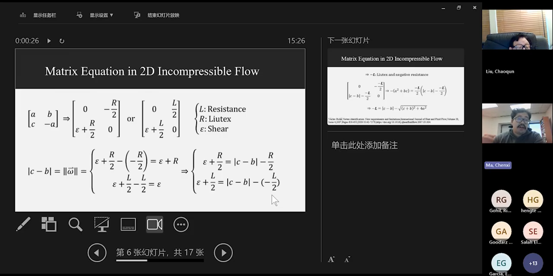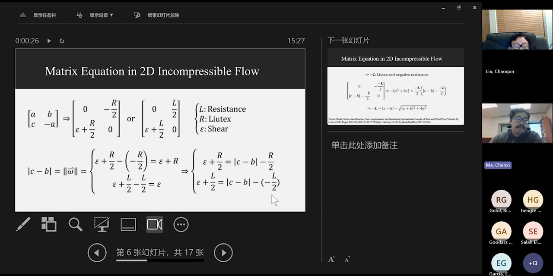Now I'm going to talk about the Liutex and resistance. The idea of resistance was developed by me 2 years ago, and we published it last year. It was designed for 3D flows. Now let's talk about how to simplify this formula for 2D cases.